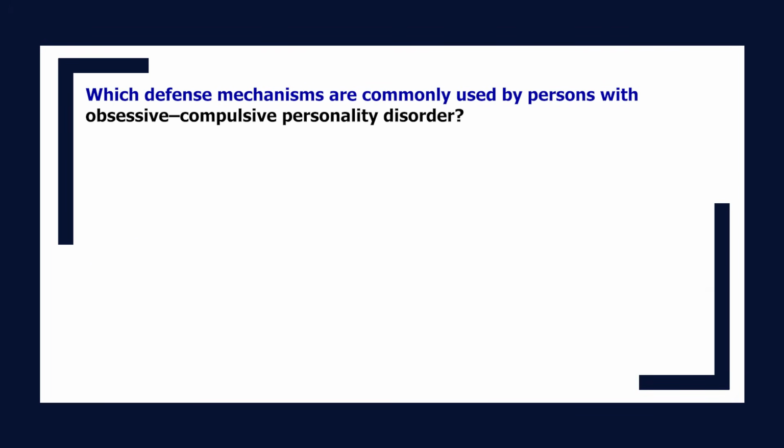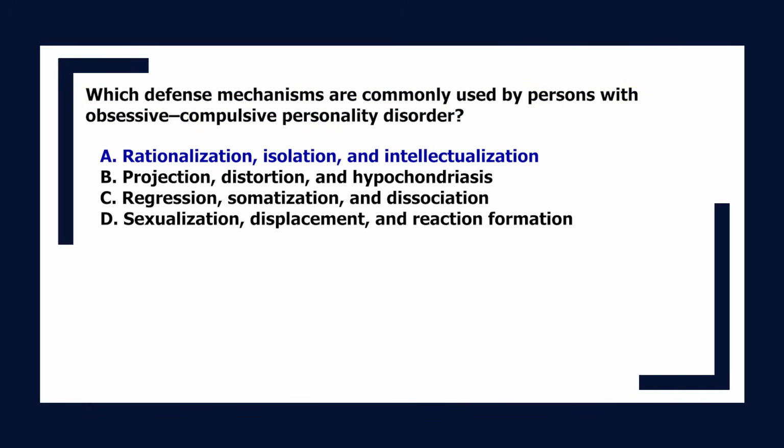Which defense mechanisms are commonly used by persons with obsessive-compulsive personality disorder? A. Rationalization, isolation, and intellectualization. B. Projection, distortion, and hypochondriasis. C. Regression, somatization, and dissociation. D. Sexualization, displacement, and reaction formation. The correct answer is A.